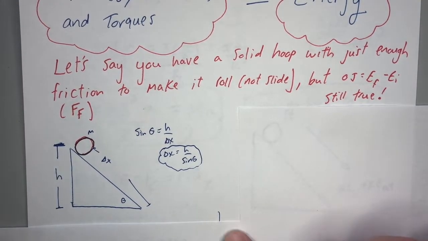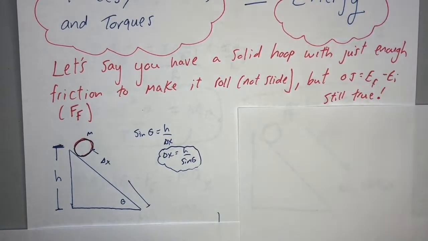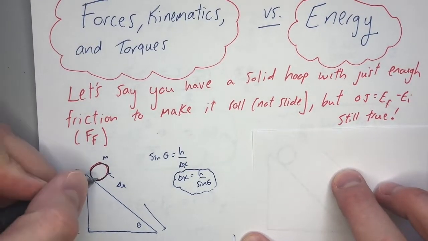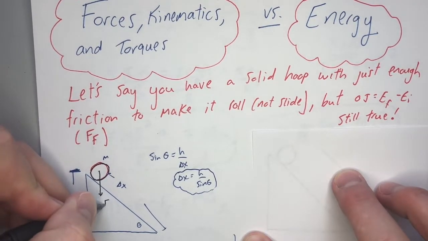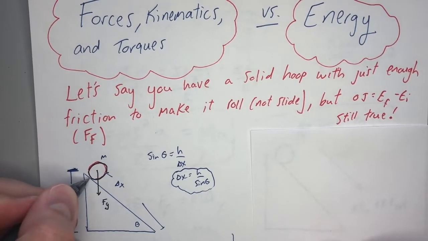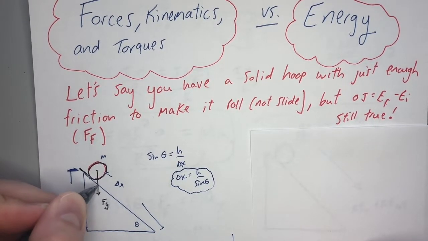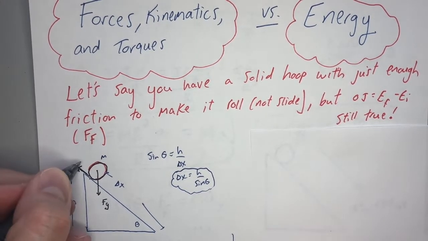Okay, so we have this situation right here. And you can picture, as this hoop rolls down the ramp, it's going to start spinning, it's going to start rotating. Now, step one, you draw a picture. Step two, you label your forces. So you still have force gravity, FG. Now, they said something very important. They said there's enough friction, and because this surface is touching that surface, there's enough friction to make it roll. So as this thing wants to slide down the ramp, the force of friction says, hey, I don't want you to slide down the ramp. I'm going to fight you by going up the ramp.